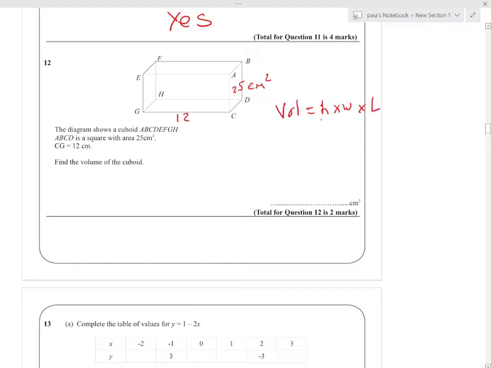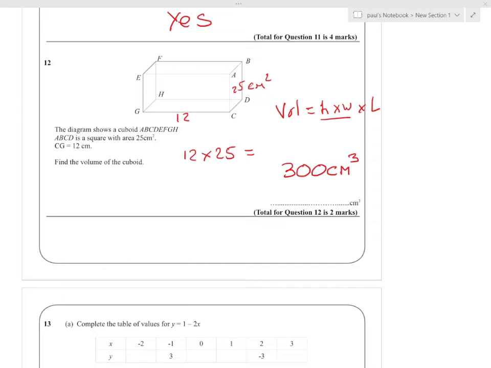Well, the height and the width have already been worked out there, haven't they? Because 5 times 5 is 25. So all we've got to do is 12 times 25. That should be enough. 12 times 25. It's a grand total of 300 centimetres cubed. 300 centimetres cubed, that's fine.